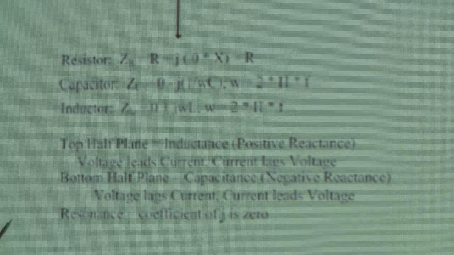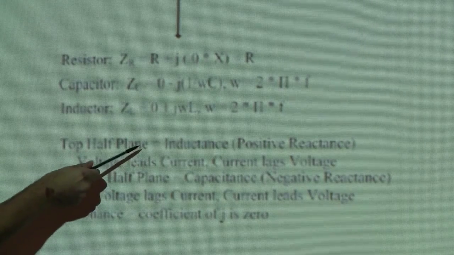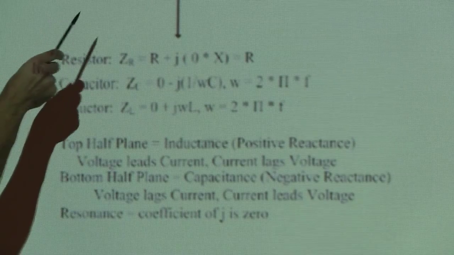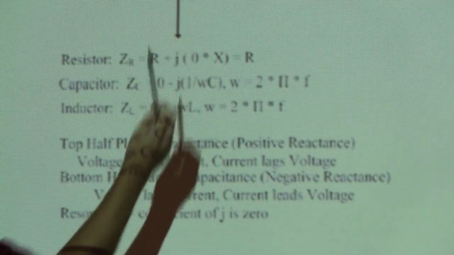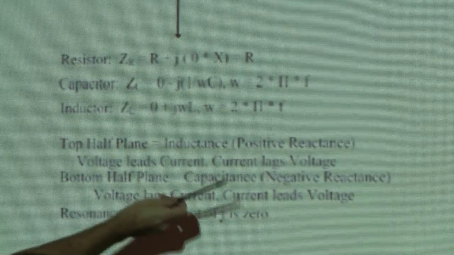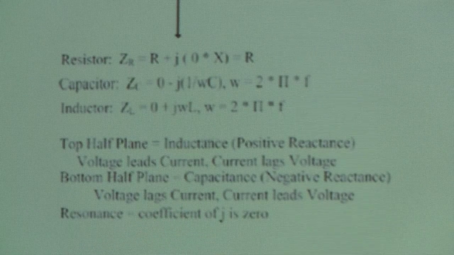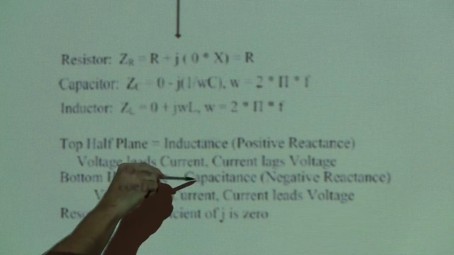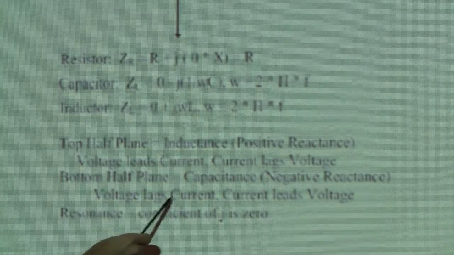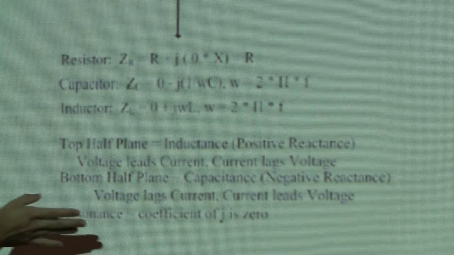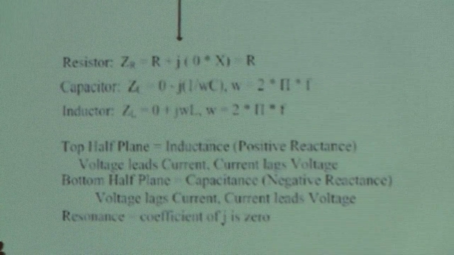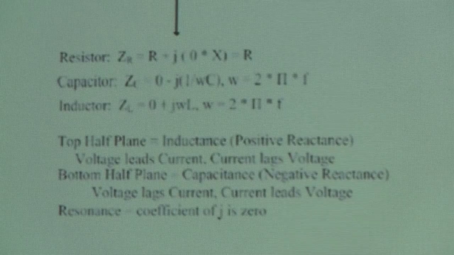And finally, my comments before, the top half of this plane is inductance. The reactance is positive. For any circuit that has an impedance that looks like this, the voltage leads the current or the current lags the voltage. These are equivalent statements. Likewise, the bottom half plane is negative reactance, therefore capacitance. Voltage lags the current and current leads the voltage. And we've seen in the previous diagram that with a capacitive circuit, indeed the current leads the voltage.